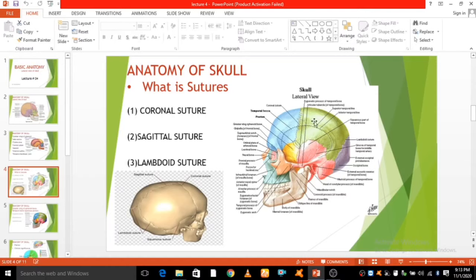Look, this one is the coronal suture, and here there is the sagittal suture, and here there is the lambdoid suture.